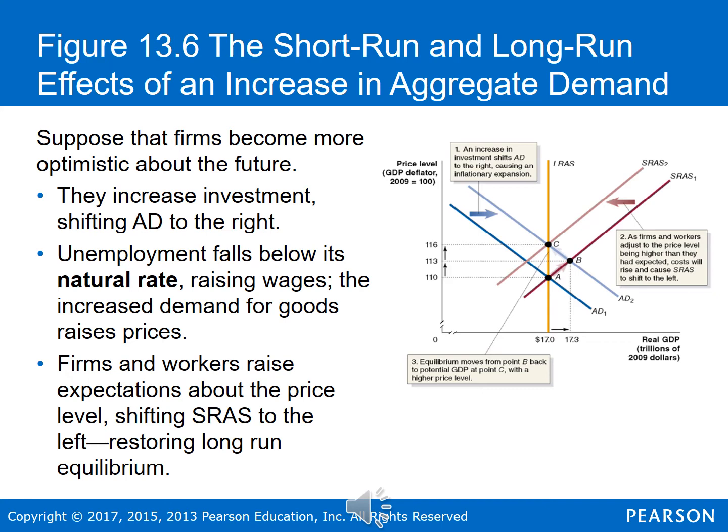By the time the short-run aggregate supply curve shifts up to point C, so the new equilibrium is at point C, the economy will be back in long-run equilibrium. And again, the shift from short-run aggregate supply curve 1 to short-run aggregate supply curve 2 is not going to happen instantly. It's going to take some time for this process to occur.